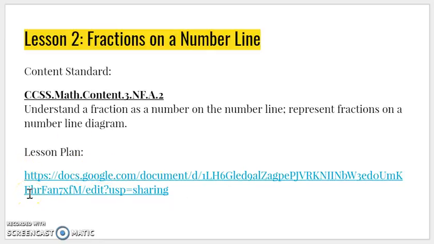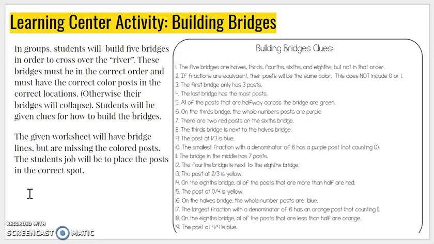And for the Learning Center activity, it's called Building Bridges. So in groups, students will build 5 bridges in order to cross over the river. These bridges must be in the correct order and must have the correct color posts in the correct locations. Otherwise, the bridges will collapse.